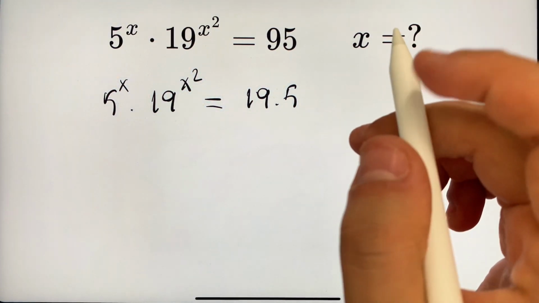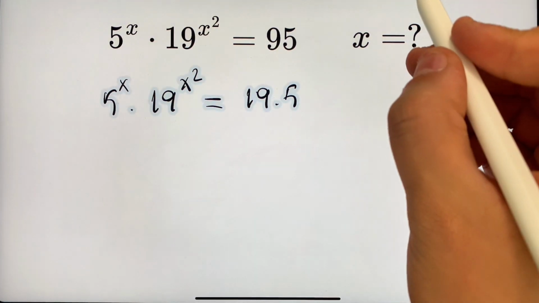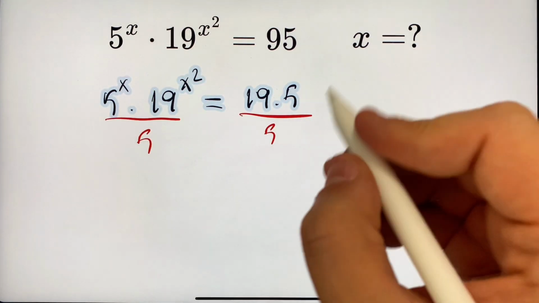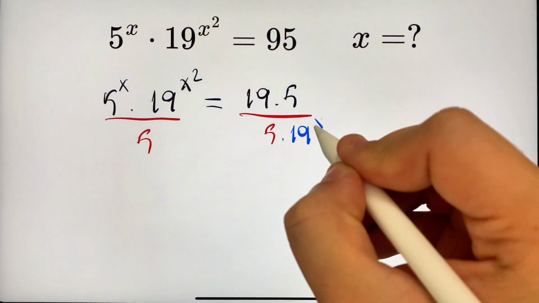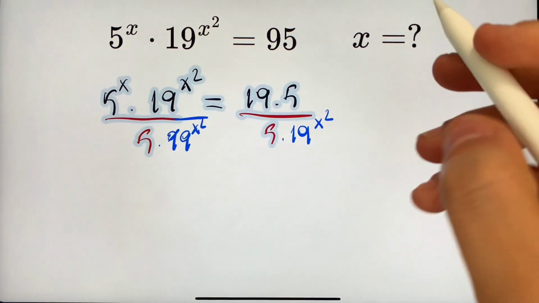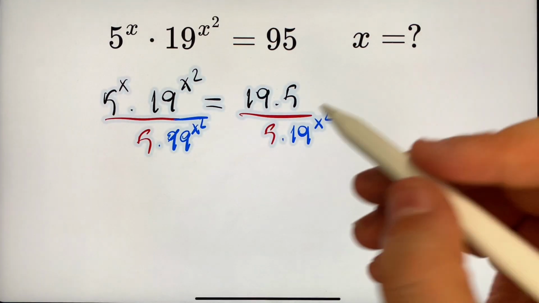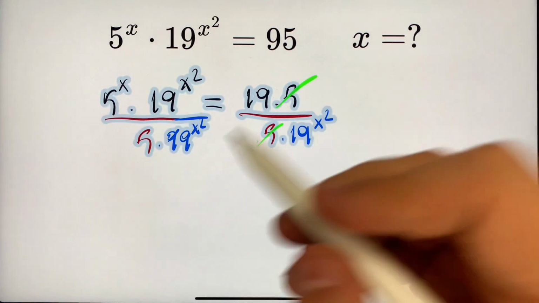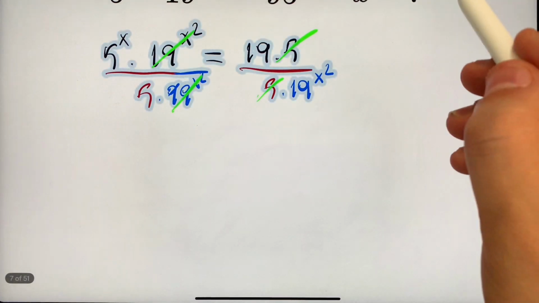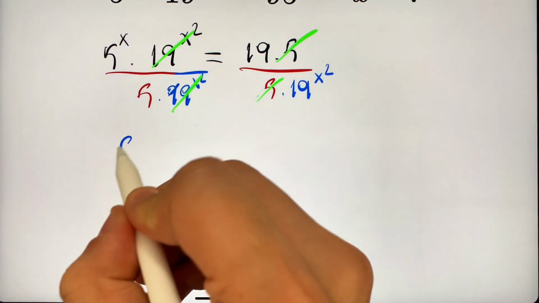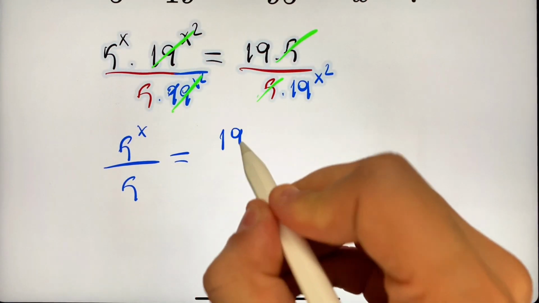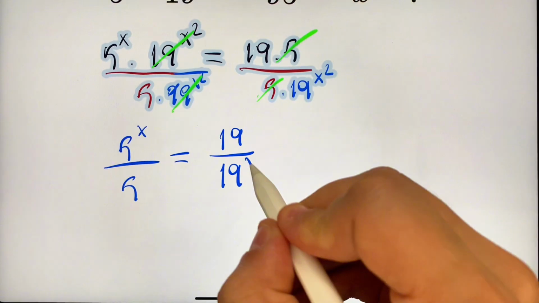Now I divide both sides by 5. I divided this by 5, and I divided this by 5. And then I divide both sides by 19 to the x squared. If you pay attention, friends, the 5s here will simplify each other, and these 19 to the x squared terms will also simplify each other. What will I have left? 5 to the x divided by 5 is equal to 19 divided by 19 to the x squared.